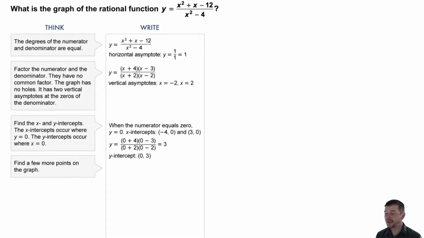Next think, in order to graph more precisely, we should find a few more points on the graph. So we substitute some values for x and find the related values for y. And some more points on the graph, we write (negative 3, negative 6 over 5), (negative 1, 4), (1, 10 over 3), and (4, 2 over 3).